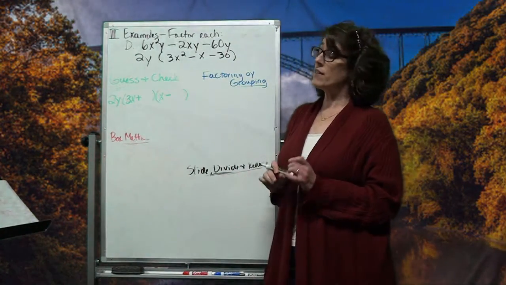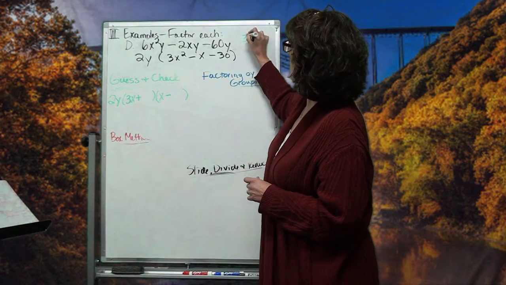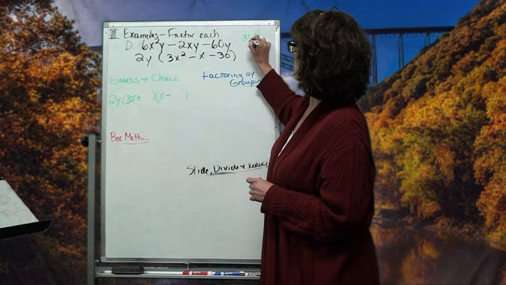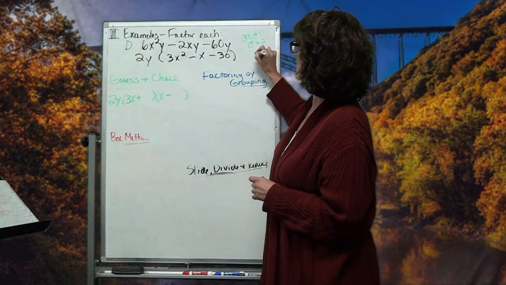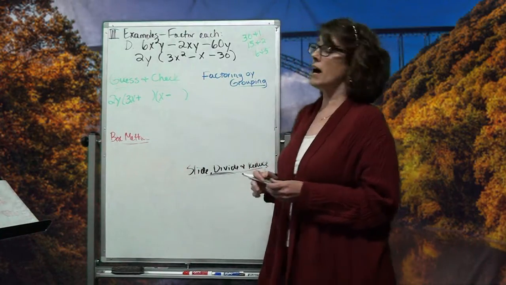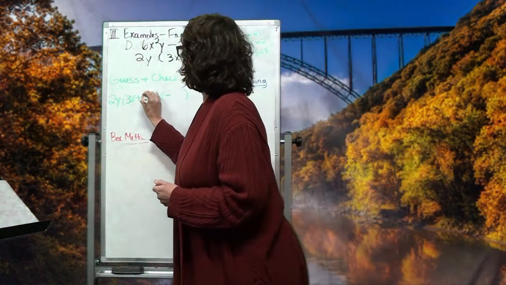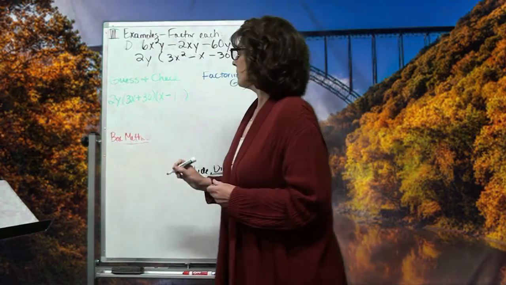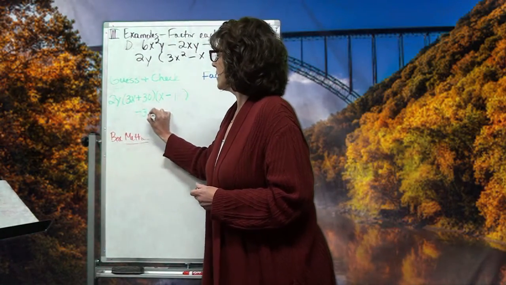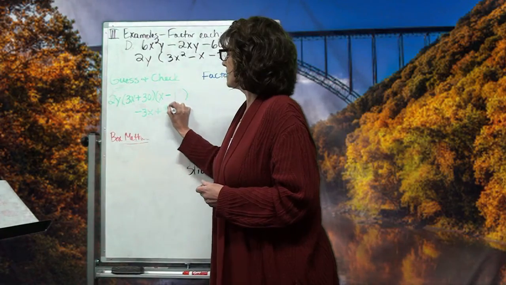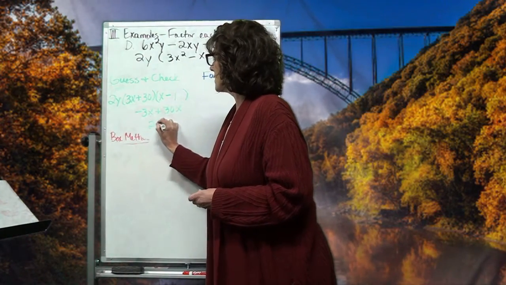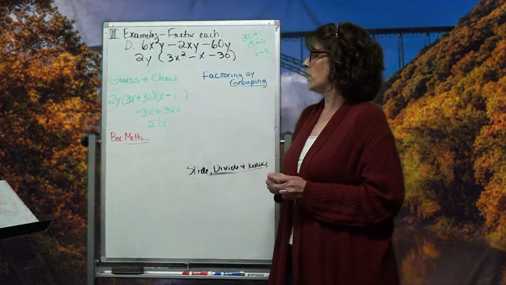Now my 30, I've got several ways to split that up. That could be a 30 and a 1. It could be a 15 and a 2. It could be a 6 and a 5. Whoa, lots of guesswork going to happen here. So let's get it started. So we'll try the 30 and the 1. On the outside I get a negative 3x. On the inside a positive 30x. That gives me a 27x. That's definitely not what I want.